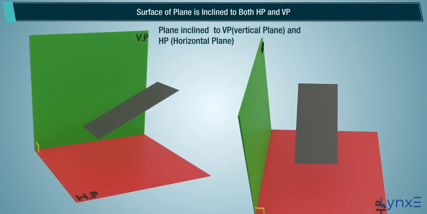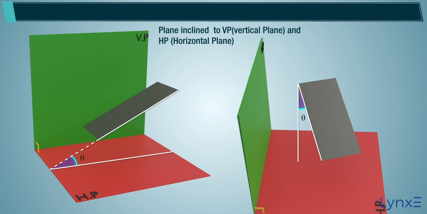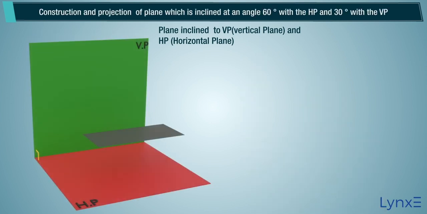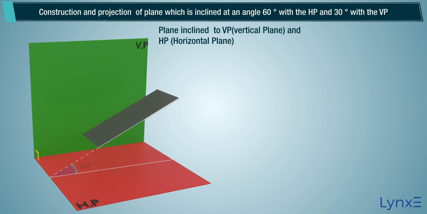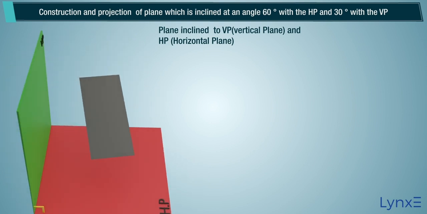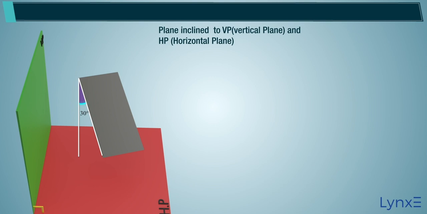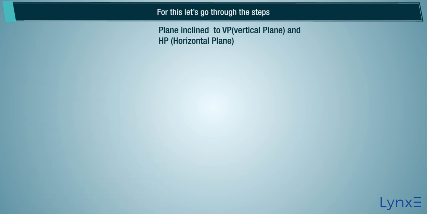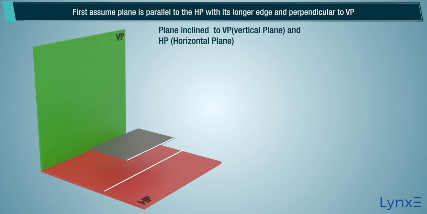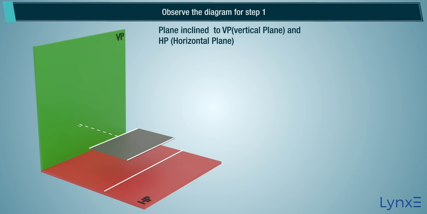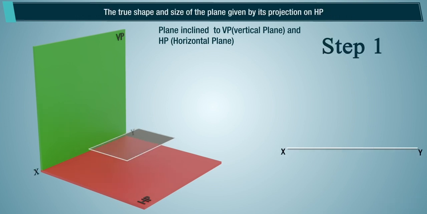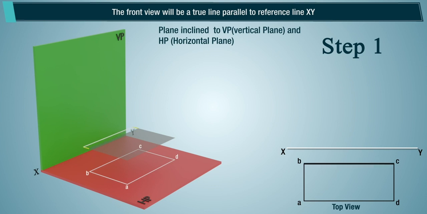Surface of plane is inclined to both HP and VP. Construction and projection of a plane which is inclined at an angle of 60 degrees with the HP and 30 degrees with the VP. For this, let's go through the steps. First, assume the plane is parallel to the HP with its longer edge and perpendicular to VP. Observe the diagram for step 1. The true shape and size of the plane is given by its projection on HP. The front view will be a true line parallel to reference line XY.